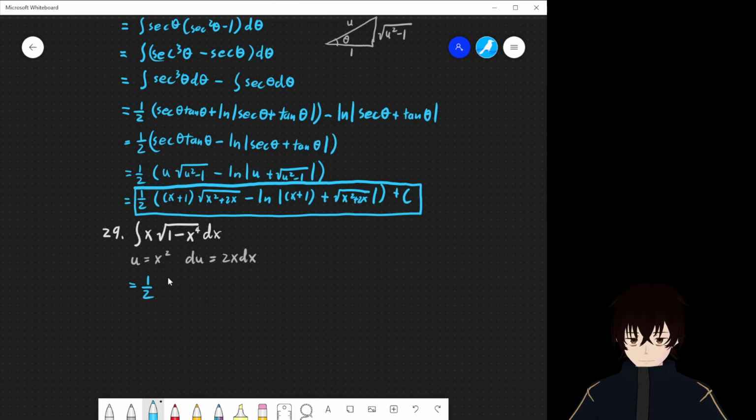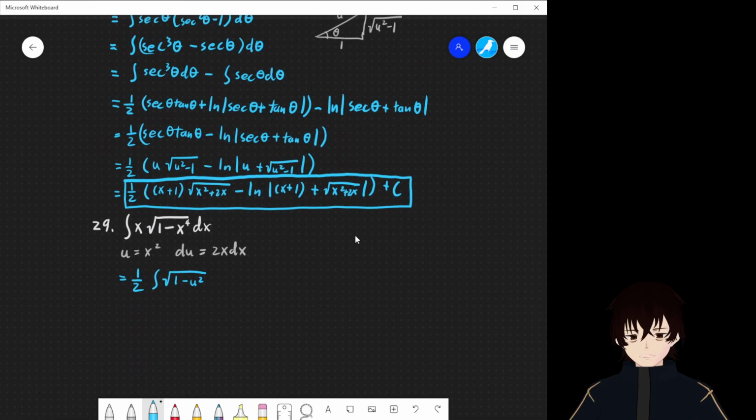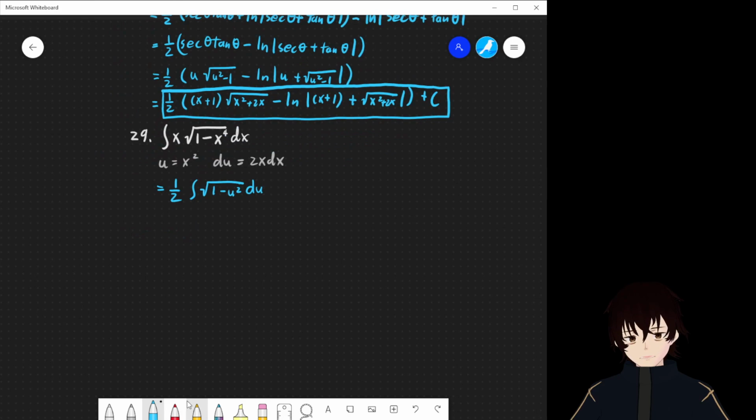one half times integral of square root of 1 minus u squared. This is secant. Wait. Is this a sine? Not secant. Okay. du. Right. x. Yeah. If that's it, then this is pretty easy.